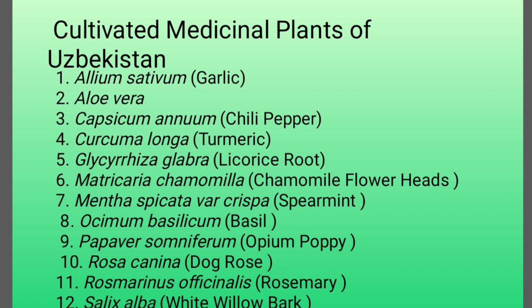For example, Allium sativum, this is a common kitchen plant that is commonly used, aloe vera, Capsicum annuum, Curcuma longa, Glycyrrhiza glabra, Matricaria chamomilla, Mentha spicata, Ocimum basilicum, Papaver somniferum, Rosa canina, Rosmarinus officinalis, Salix alba. So these are very common medicinal plants. We daily use these medicinal plants in the form of traditional food and traditional medicine, and now there is a great interest in medicinal plant cultivation for commercialization, for trade. So these medicinal plants can be cultivated and conserved by using agro techniques or agricultural techniques.